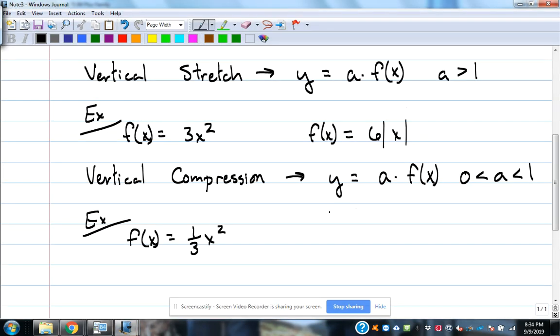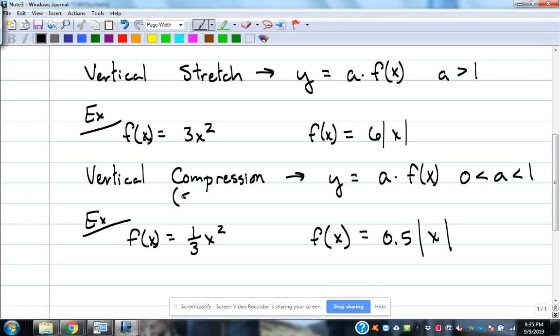Same thing if you did a small number on the outside, like 1/2, or let's do a decimal, 0.5 absolute value of x. That's a vertical compression because that number is smaller than 1 but bigger than 0. Between 0 and 1. So vertical compression, vertical stretch.